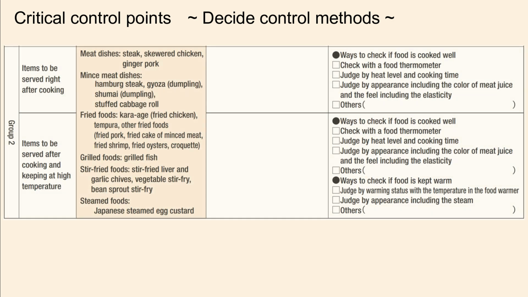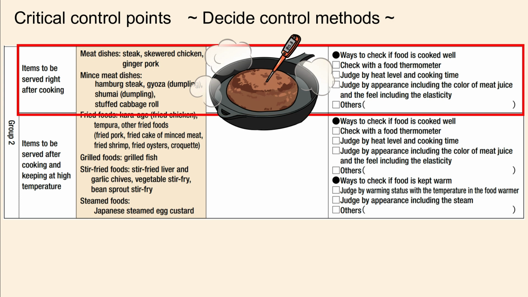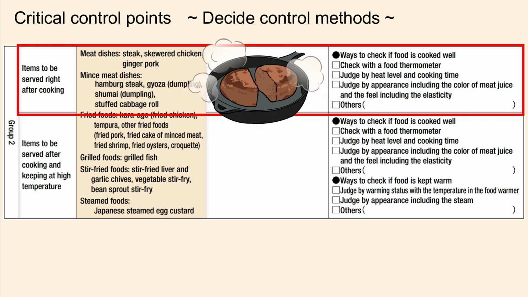Next is the second group, items served immediately after heating. This group is given the chance to kill microorganisms because of the heating process. So, it is important to confirm that it has been heated properly. In advance, check heat level and cooking time and appearance of the food when the center of the food is sufficiently heated. Then, in daily cooking, be sure to judge by the heat level and cooking time and judge by appearance, including the color of meat juice and the feel, including the elasticity.